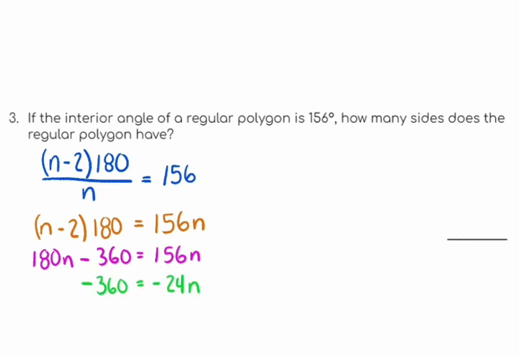Then I'm going to subtract 180n from both sides, which leaves me with negative 360 equals negative 24n. Divide both sides by negative 24, I get n is equal to 15, and that's the number of sides of a regular polygon that has an interior angle of 156 degrees.